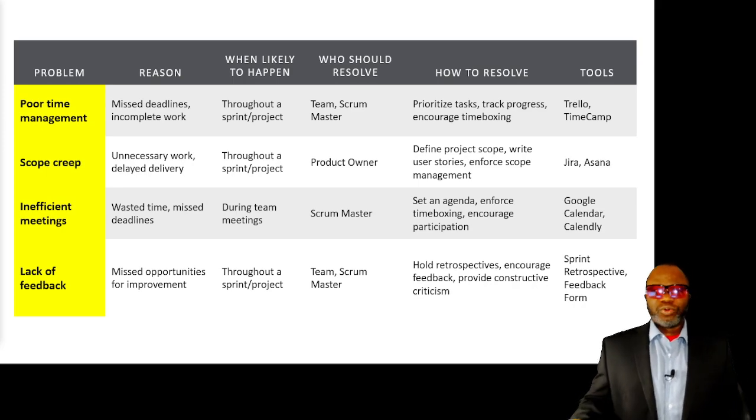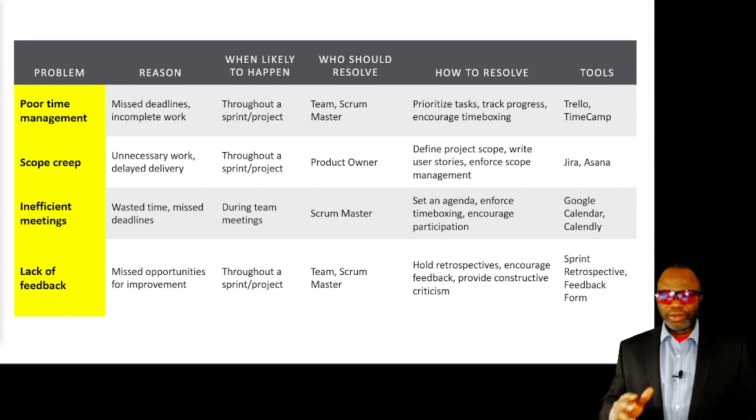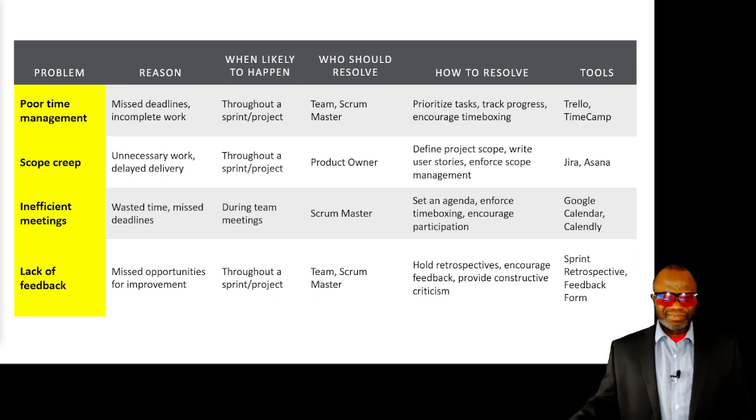The first thing is poor time management. This is what a lot of teams struggle with. And the reason this happens is there's missed deadlines, then there's incomplete work, then people scramble all over the place. It's likely to happen throughout a sprint or a project, but it's very notorious for happening even more so towards the middle and end, because that's when people start waking up and smelling the coffee, right?